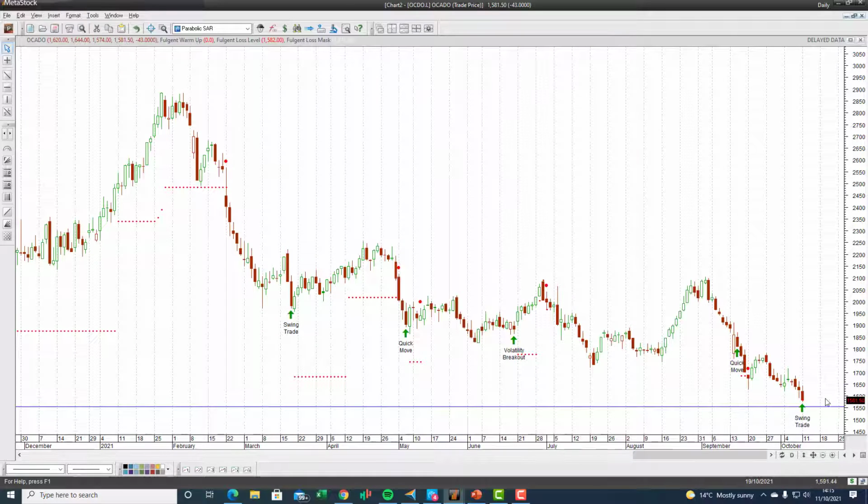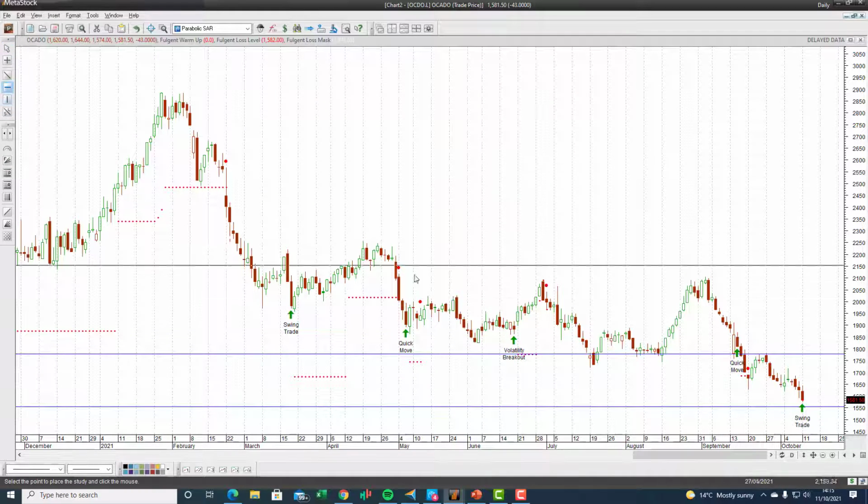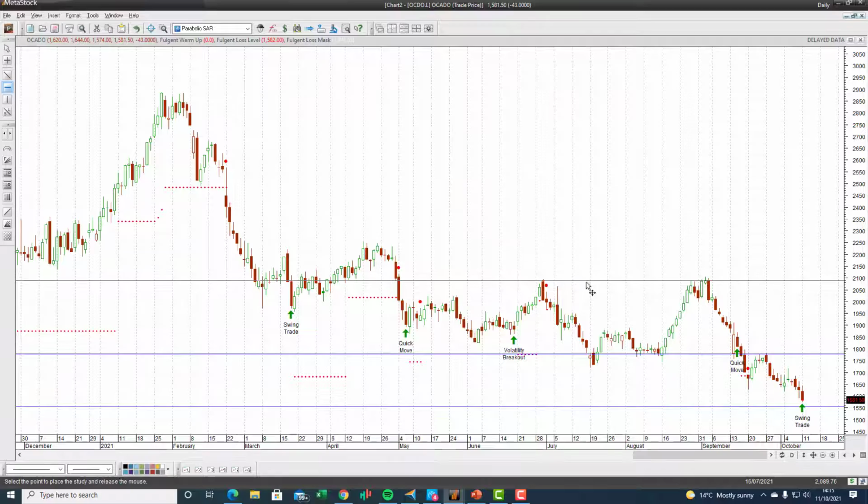So Ocado's got a swing trade, and these upside resistance targets would be the first level of profit, this zone there. And then the next one would be these old highs there at the top end of that base. But that's the swing trade. So it's a quick swing trade move back up to about £18 on Ocado. Right, next up.